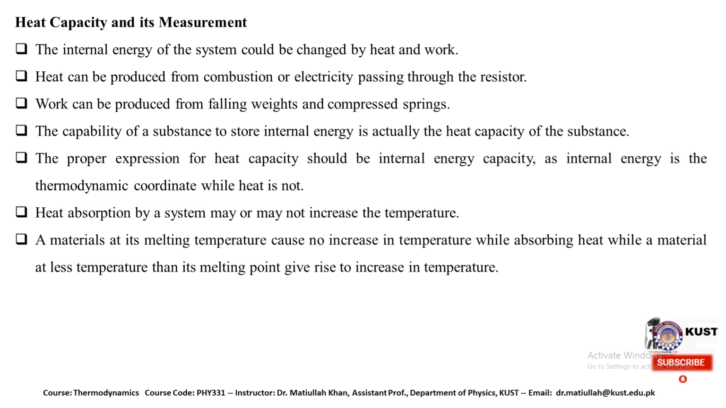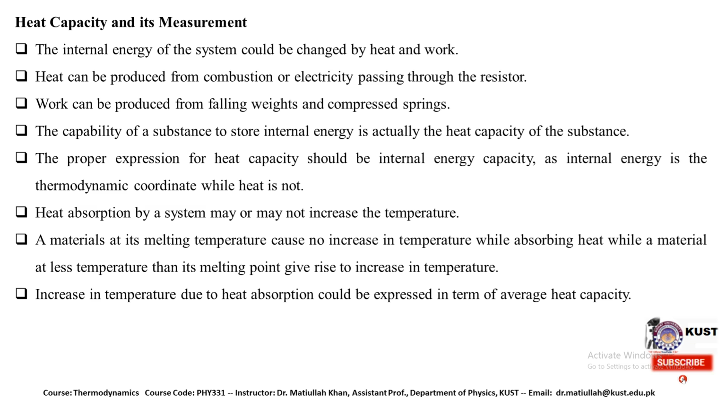But if we consider cases when the material is absorbing heat at a temperature lower than its melting point, then it will give rise to an increase in temperature. So the increase in temperature due to heat absorption can be expressed in terms of average heat capacity. This is called the average heat capacity. Average heat capacity is equal to Q divided by Tf minus Ti, where Tf is the final temperature and Ti is the initial temperature of that particular system.